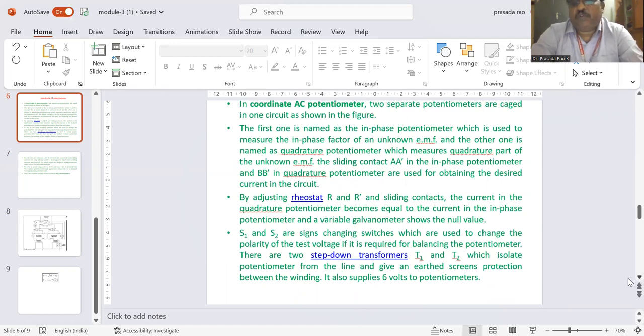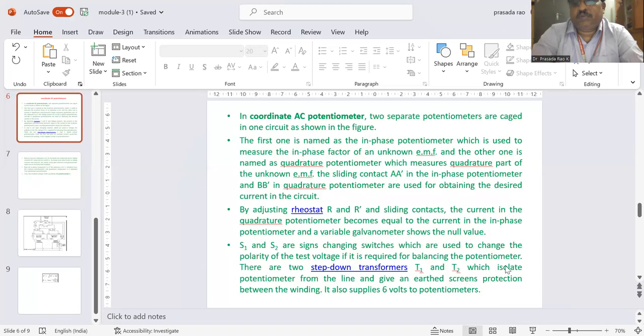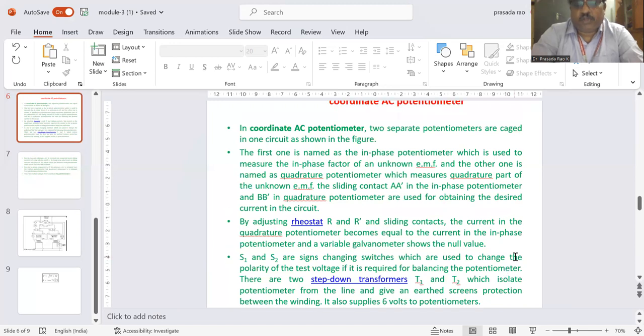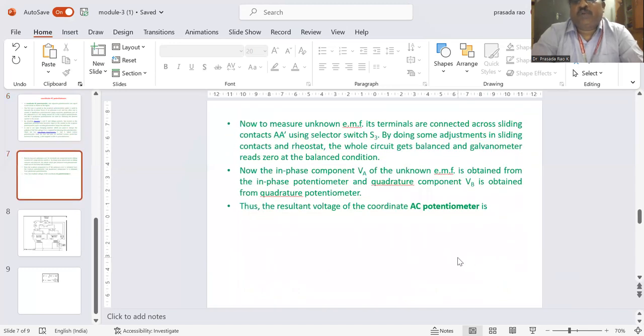There are two step down transformers, T1 and T2, which isolate the potentiometer from the line and give an earthed screen protection between the windings. They also supply 6 volts to the potentiometer. Means apart from supplying the 6 volts to the potentiometer, the step down transformers also protect the potentiometers by isolating them.